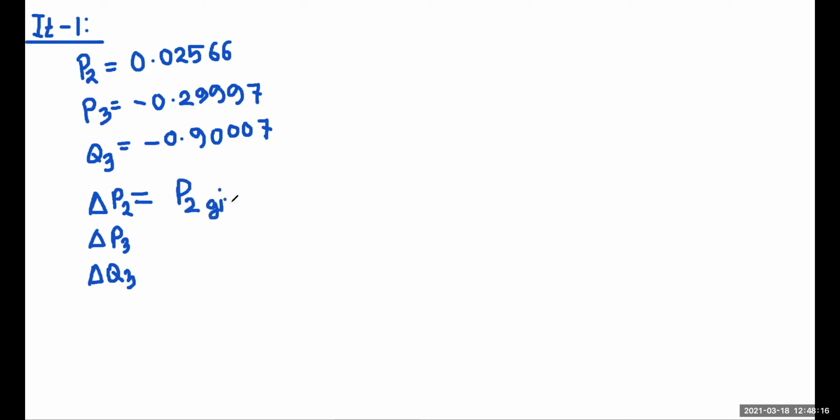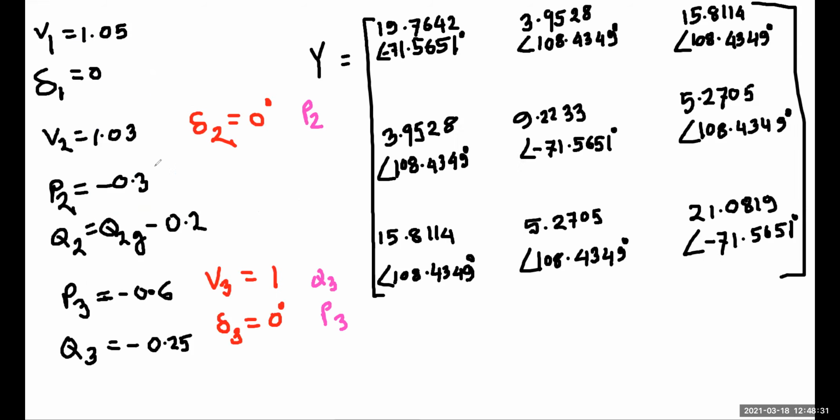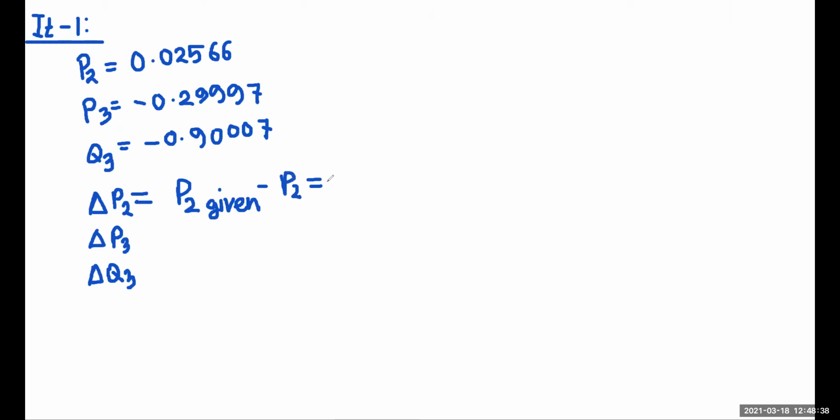P2 given minus P2 found out, right? Everyone? Yes, sir. What is the P2 given? 0 minus 0.3, right? 2.3. Minus 0.3. So minus 0.3 minus P2. Minus P2 is 2.3.